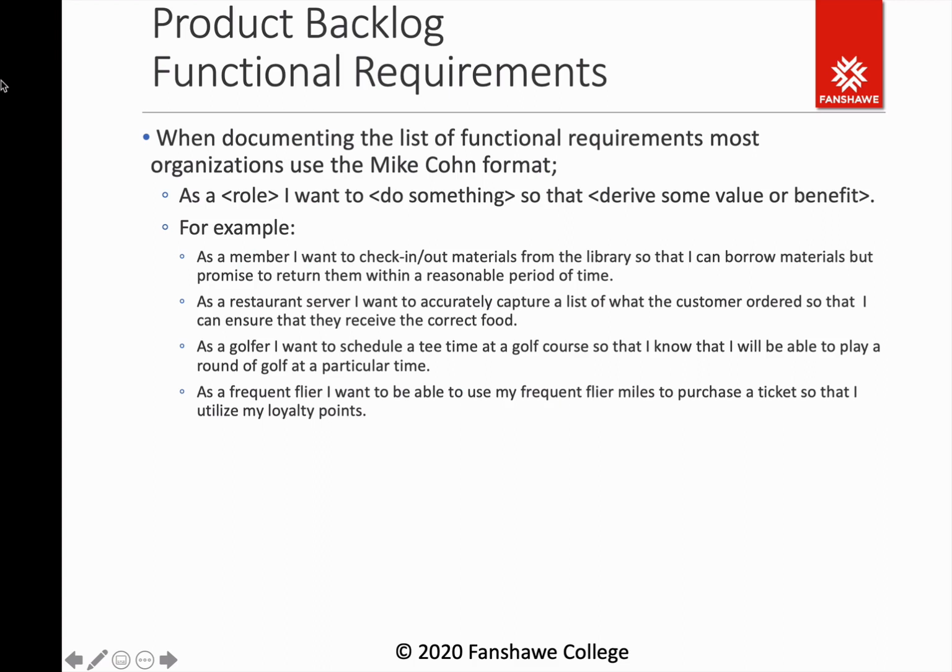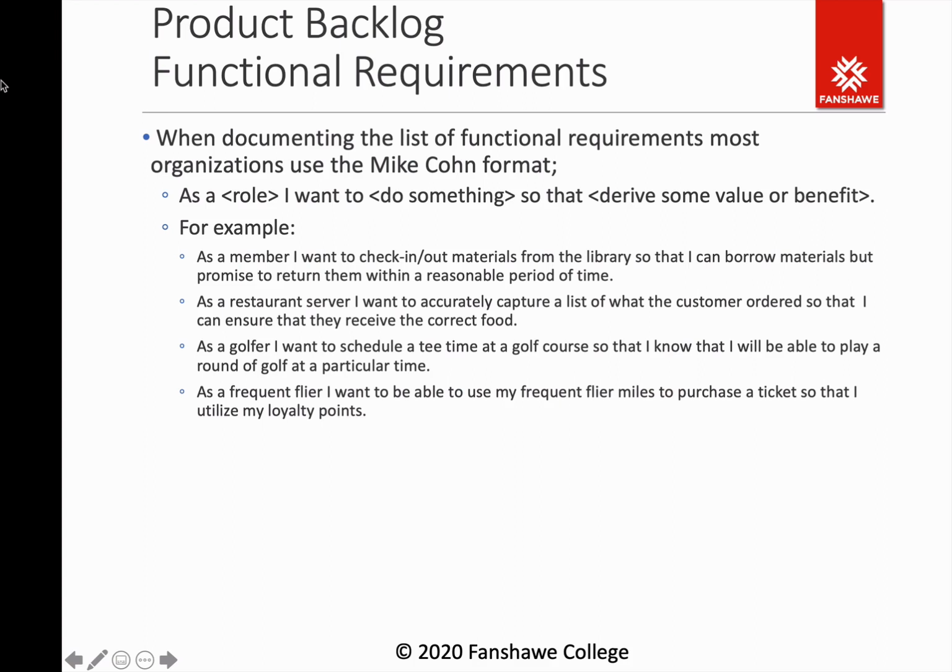So as a library member, a restaurant server, a golfer, a frequent flyer, those are all roles. And they want to do something. They want the system to be able to provide a very specific piece of functionality. And we're going to use that to code the application. So let me give you some examples.